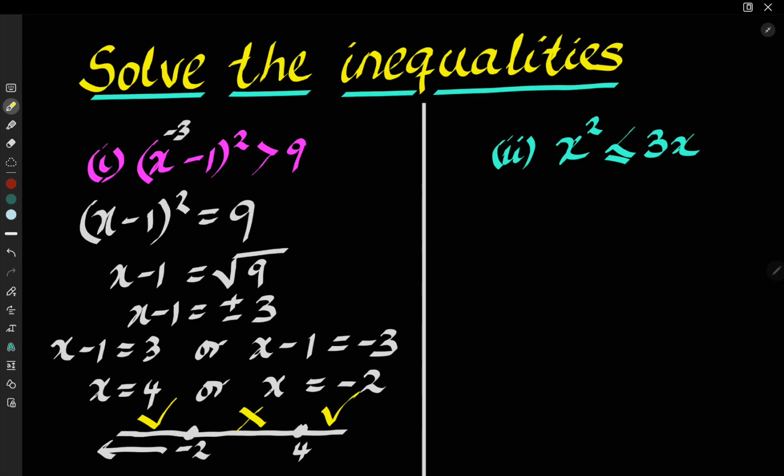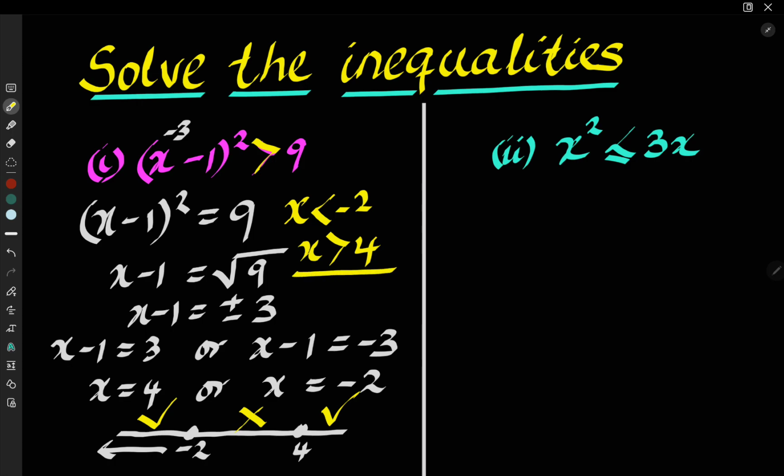So in this case, the final answer will be x is less than negative 2. You don't put an equal sign because the original inequality had a greater than, not an equal to. So you just say x is less than negative 2, and you check another one, x is greater than 4. And that is how you solve that inequality.